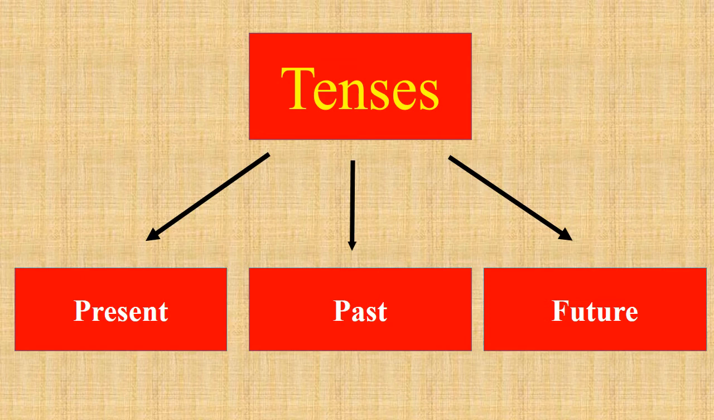Tenses are broadly classified into three types: present, past, and future. Present means something that is happening now. Past means something that has already happened. And future means something that is going to happen.